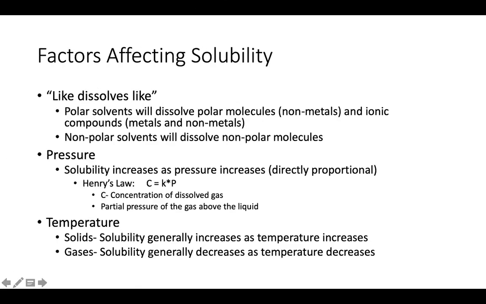Okay. Are there any questions on these 2 points before going into our colligative properties real quick?